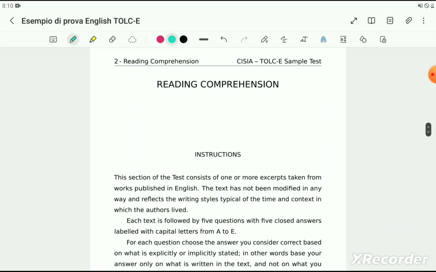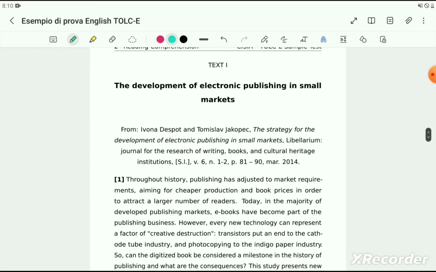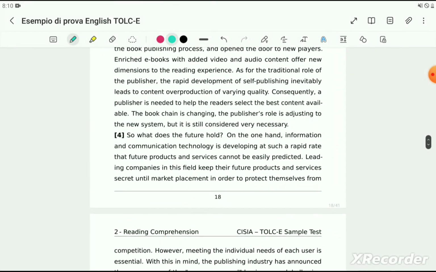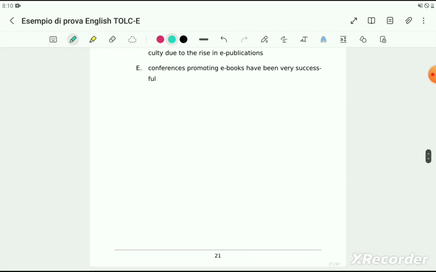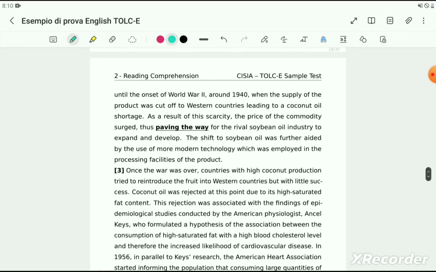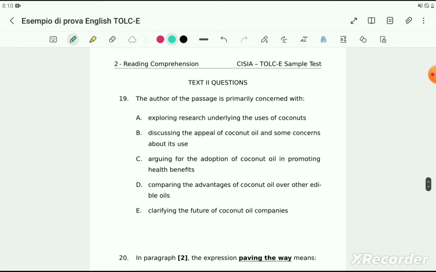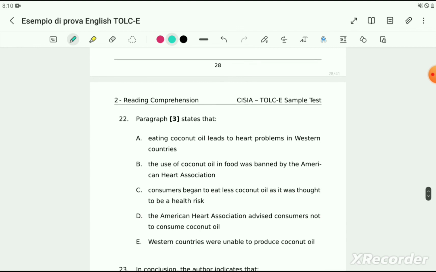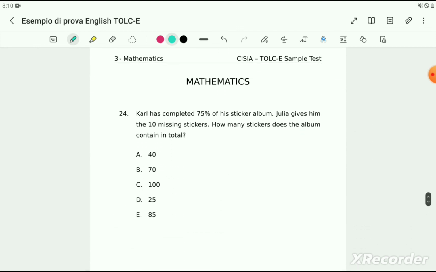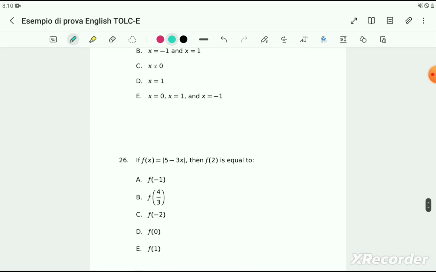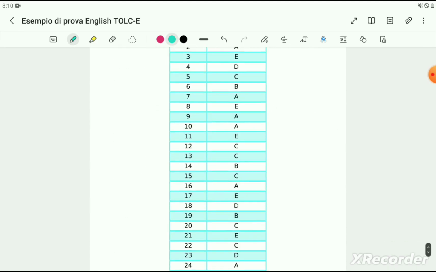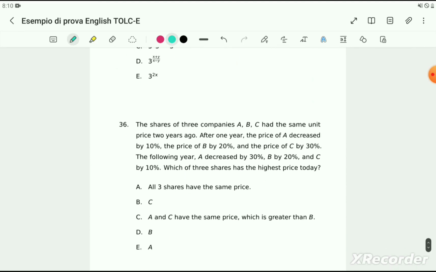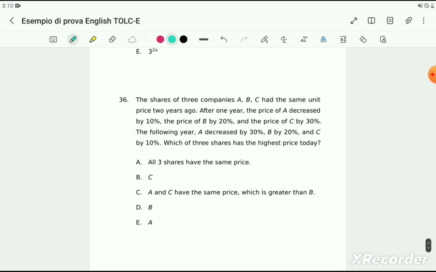And in my upcoming videos I will talk about reading comprehension, and then I'll talk about the math part. Reading comprehension: how they make questions and how to find out the answers. I will discuss it. Then we'll go to the mathematics parts. I will make 3 videos on this. So here are the mathematics questions 24 to 36. Okay, so we'll solve them.